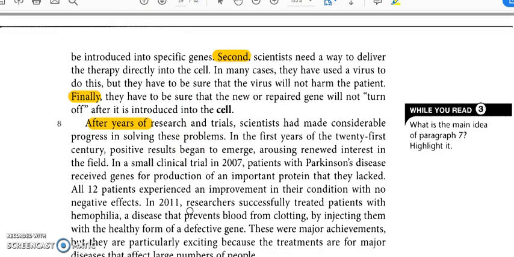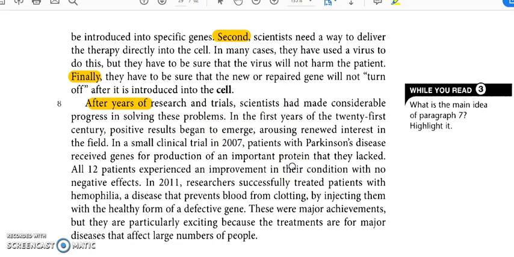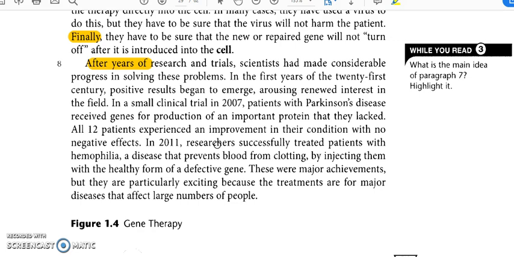In paragraph 8, we continue on. After years of research and trials, scientists have made considerable progress in solving these problems. And what do we have here? We see many, many examples, but there's no new idea. So we sometimes need to go down to the end and see if this works. These, in other words, all of these examples, were major achievements, but they were particularly exciting because the treatments are for major diseases that affect large numbers of people.